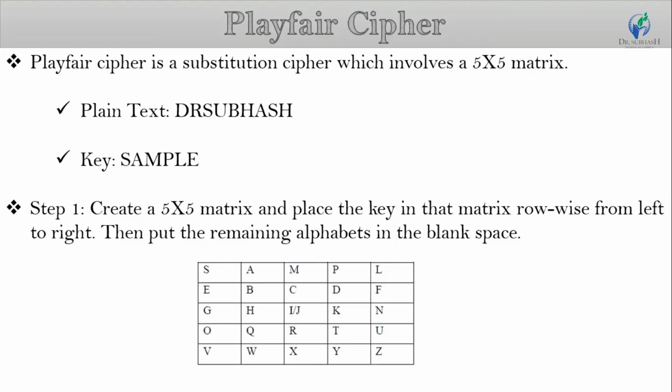As the number of characters is 26, which is one greater than the number of cells, one cell will have two letters. A single cell will have I and J. Now write the plain text with no blank space. Use a filler character such as X if a pair has the same character.